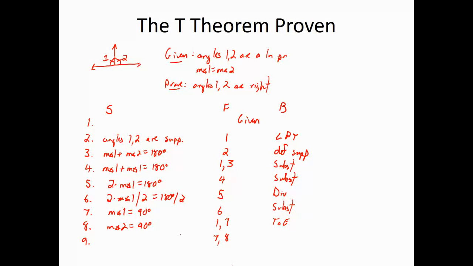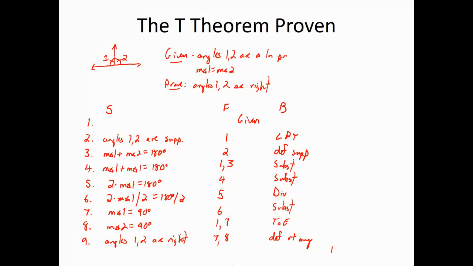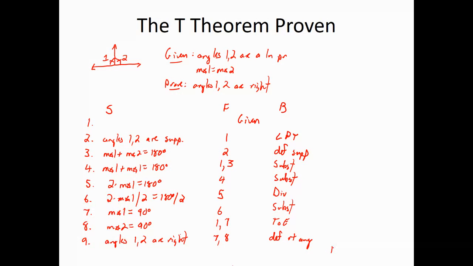And then consider lines 7 and 8. One of them tells us that angle 1 is 90. The other tells us that angle 2 is 90. So it follows that both angle 1 and angle 2 are right. And that follows simply by the definition of right angle, and again, you'll allow me to abbreviate. And with that, the proof is complete. As I said a moment ago, I will very often put a box at the end of a complete proof that simply says, hey, we did the work that we set out to do. So the proof is complete.